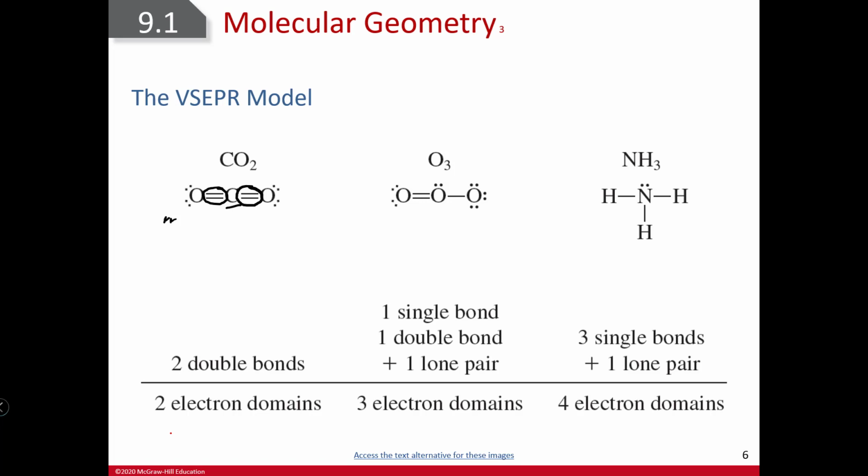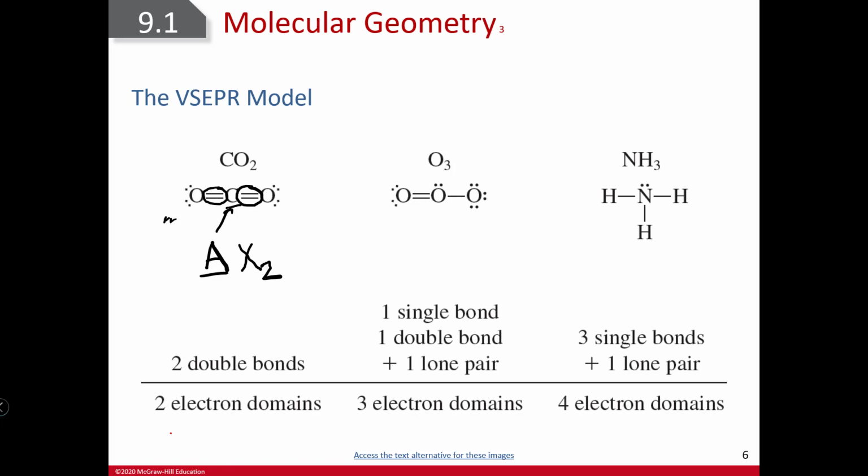So in VSEPR theory, it doesn't distinguish between a double bond, a single bond, or a triple bond. So this is what I like to do, and this isn't really stressed in the book, but to me this is important. Make A stand for the central atom in general, and the electron domains coming off of the central atom, we call those bonding groups. So the categorization of this molecule is AX2. A stands for the central atom, carbon, and X stands for the two bonding groups coming off the central atom. This is called AX2.